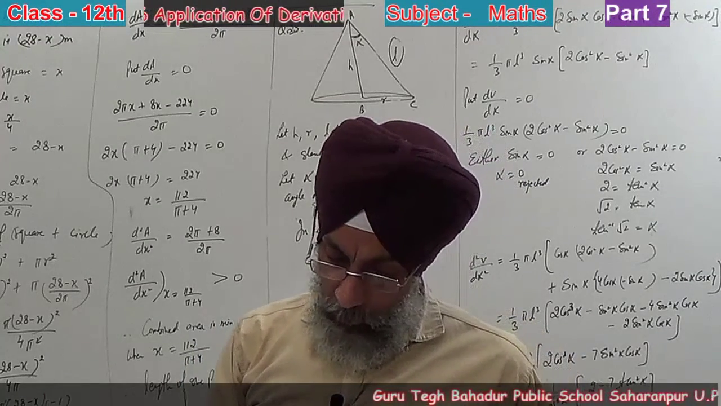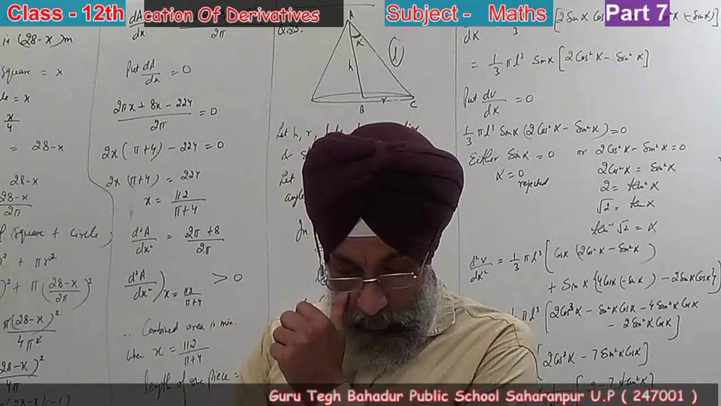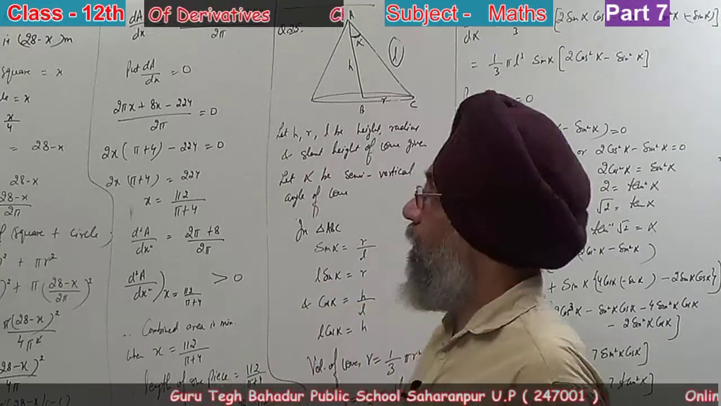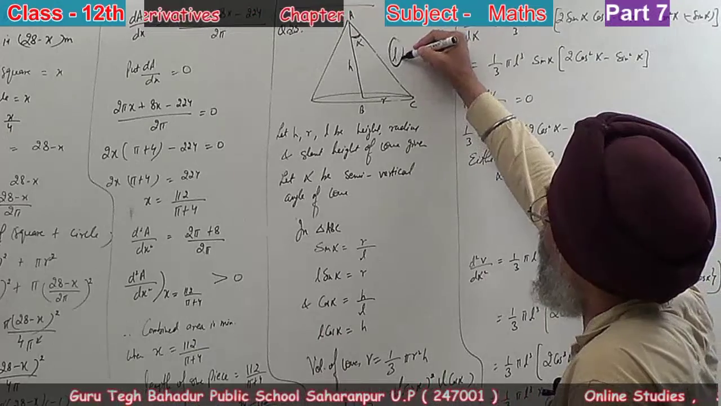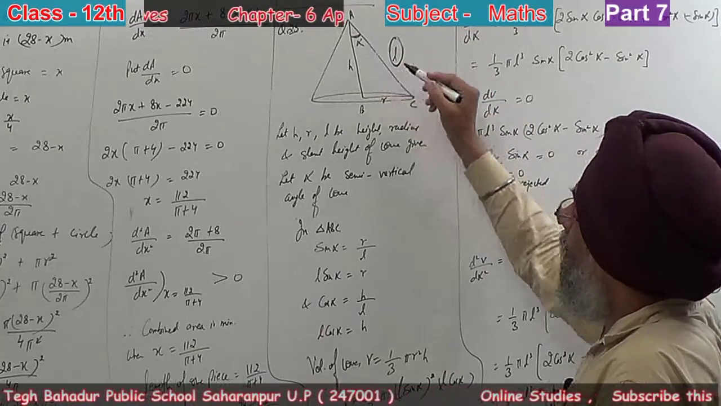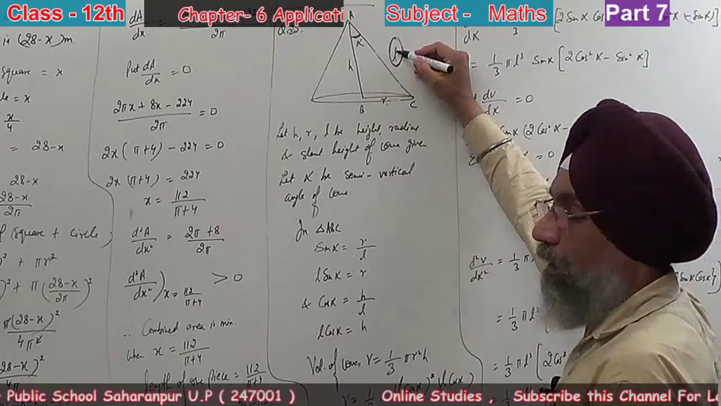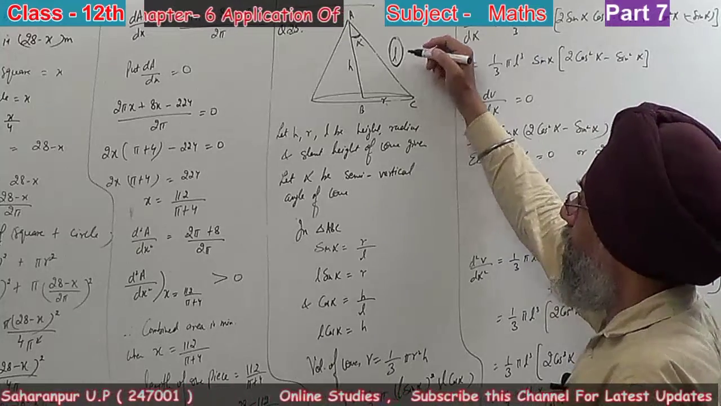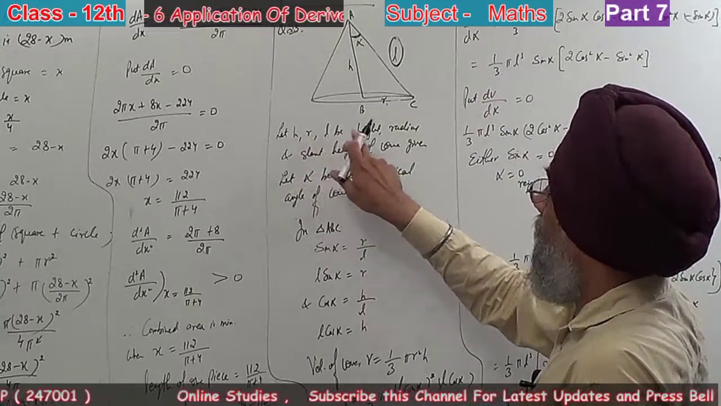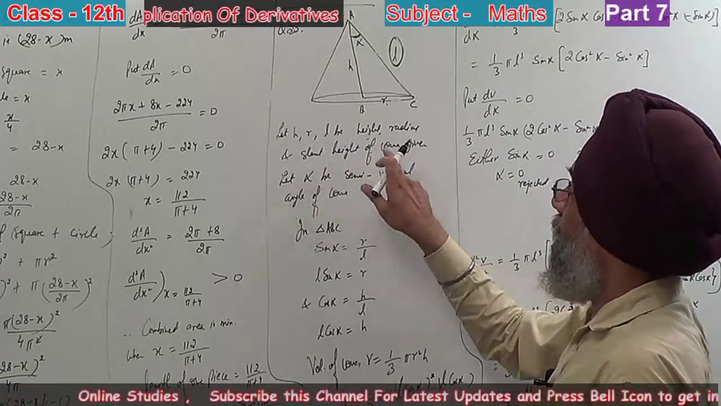And we have to show this for maximum volume and the given slant height. Slant height is given to us. L is given to us. Let h be the height of the cone, r be the radius of the cone, and L the slant height of the cone, which is given to us. So let h, r, L be the height, radius and slant height of the cone.